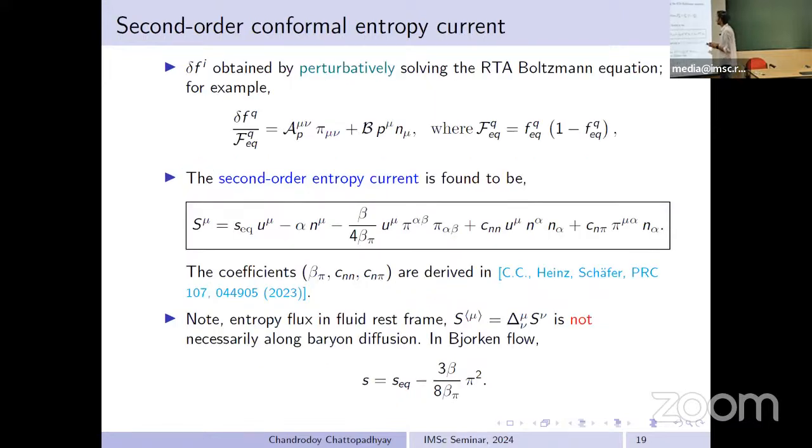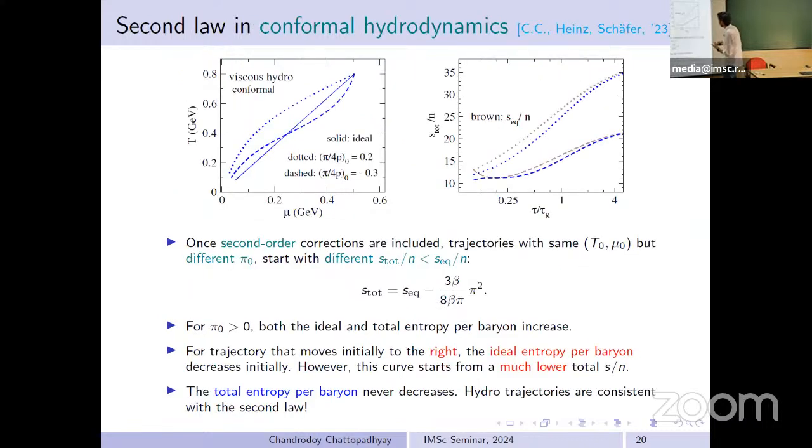algebra, we obtain a second order entropy current, where again, I have not mentioned all these transport coefficients here for sake of brevity. So the important thing to note here is that after this calculation, one finds that this non-equilibrium entropy receives this negative contribution, which depends on the shear stress, the square of the initial shear, or square of the shear stress. So with this expression, we look again at what we saw for our trajectories.